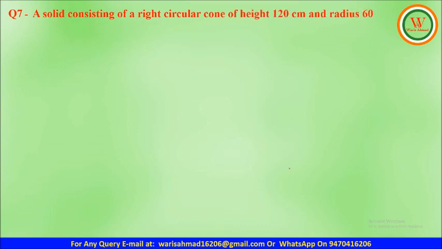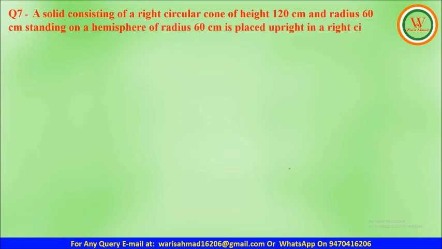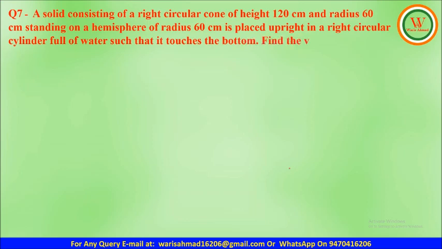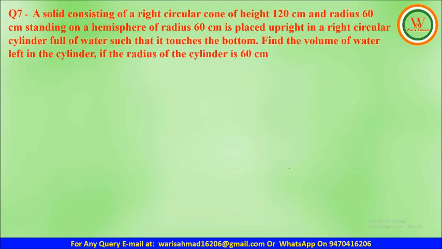Question number 7. A solid consisting of a right circular cone of height 120 centimeter and radius 60 centimeter, standing on a hemisphere of radius 60 centimeter, is placed upright in a right circular cylinder full of water such that it touches the bottom. Find the volume of water left in the cylinder if the radius of the cylinder is 60 centimeter and its height is 180 centimeter.